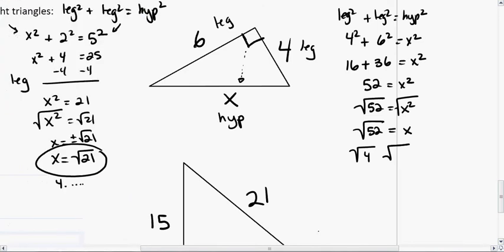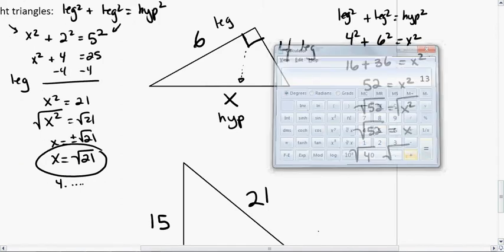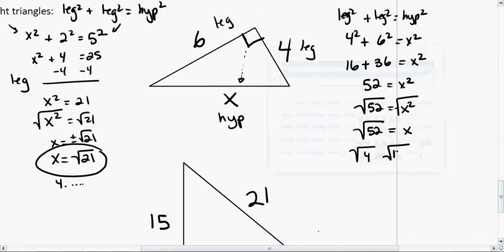Pull up the calculator here. 52 divided by 4 is 13. The square root of 4 becomes just 2. And so my final answer is going to be 2 times the square root of 13. Done. Let's try one more.